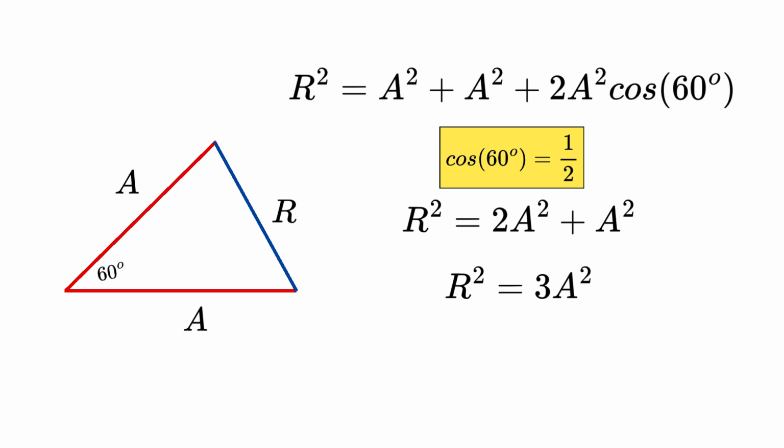Taking the square root on both sides of the equation, r equals square root of 3 times a. This is the magnitude of the vector sum.